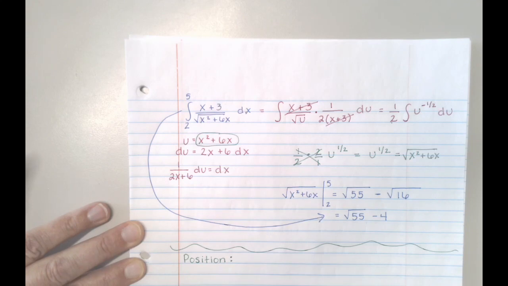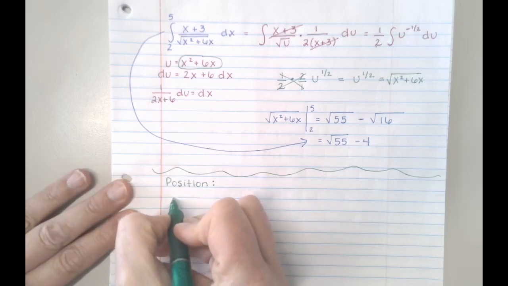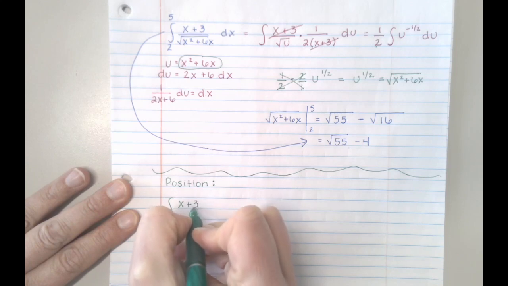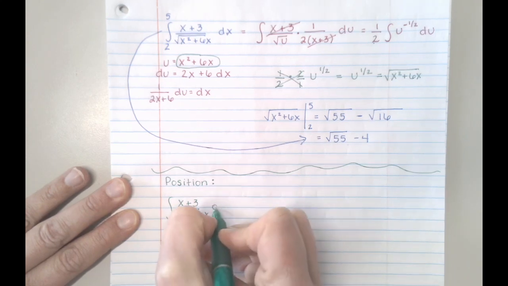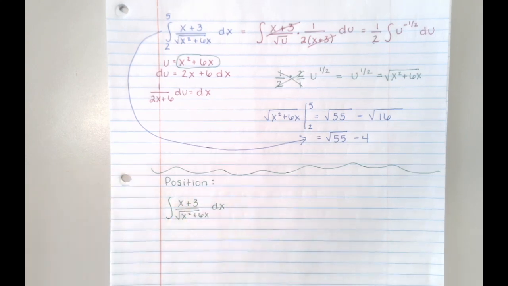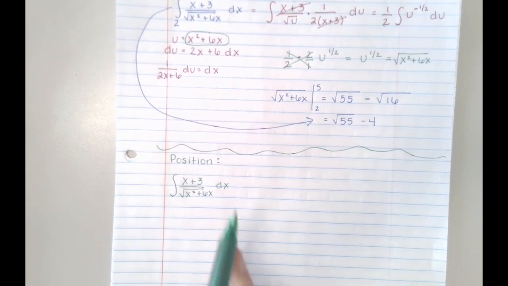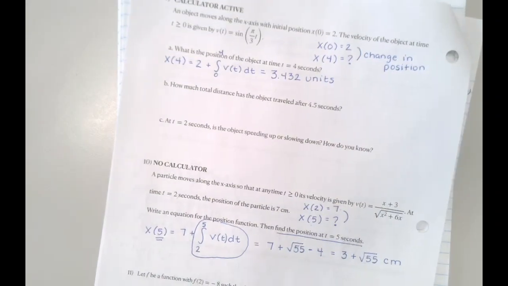Okay. So if I want my position function, I still want to integrate velocity. So what I really want to do here is find an integral of this x plus 3 over square root of x squared plus 6x. The only reason this does not give me position by itself is because of that initial value, that initial condition. Technically, this gives me change in position. I need to anchor that to some sort of initial value, okay?